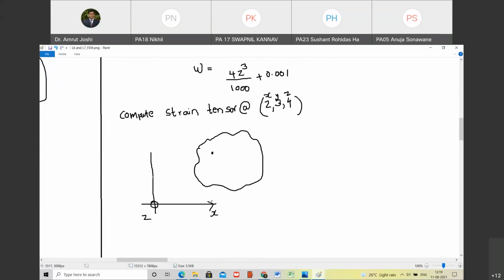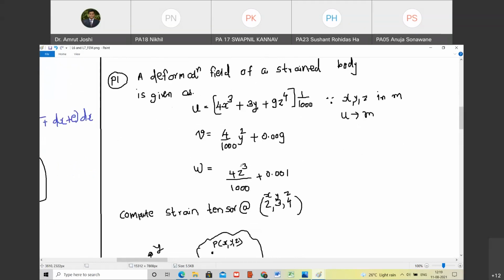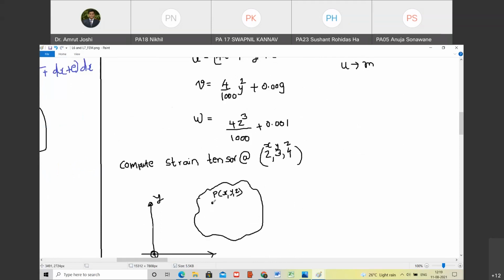So you give me any point in this body by its coordinates x, y, z with reference to this origin. This is x, this is y, and coming out of the plane of board towards you is z. You give me the coordinate of this point P, x, comma, y, comma, z. I will substitute these values of x, y, z in expressions for u, v, w. That will give me horizontal deformation at P, vertical deformation at P, and deformation perpendicular to the plane of board at P. Are you with me?